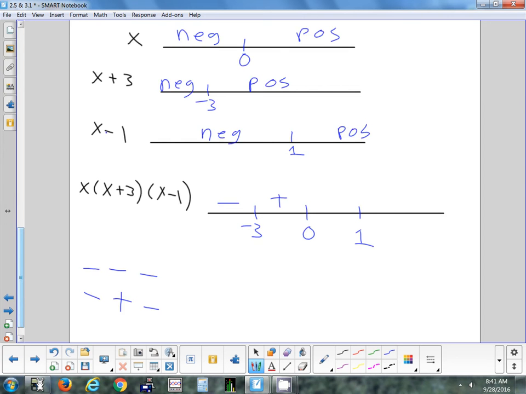Yeah? Negative, positive, negative, positive. Yeah, it always alternates. Negative, positive, or positive, negative. Whatever it starts on, it just alternates. So this section will be negative, this section will be positive. Okay, if you're not sure, go through it and you'll see that that's what happens.